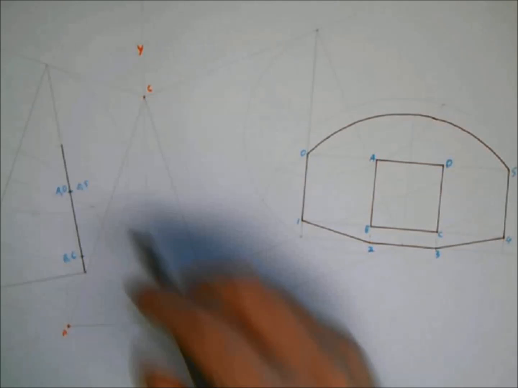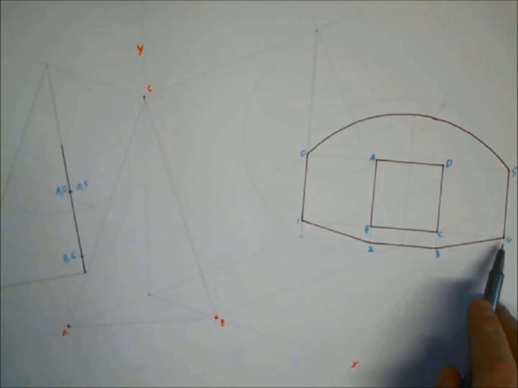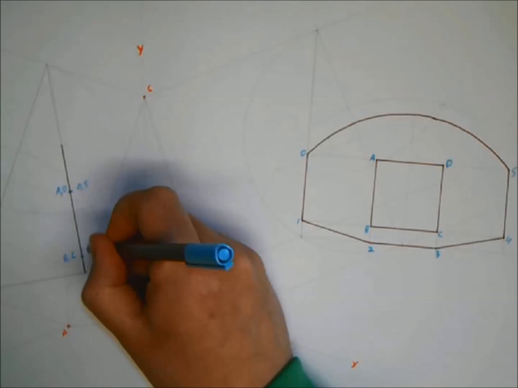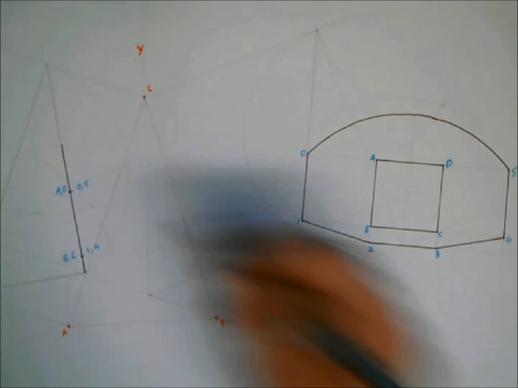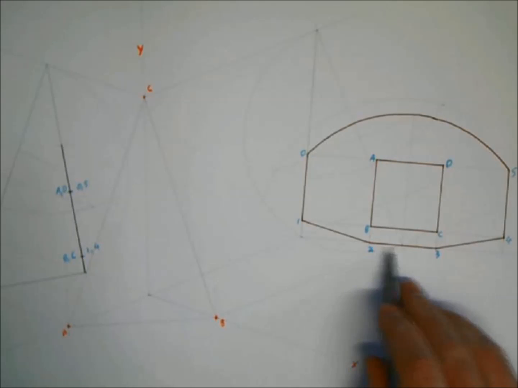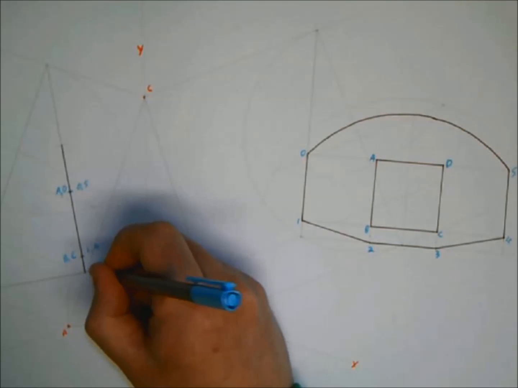1 and 4 are the same height as B and C. So this is point 1 and 4. And then 2 and 3 are right down on the base, right down here. So this is point 2 and 3.